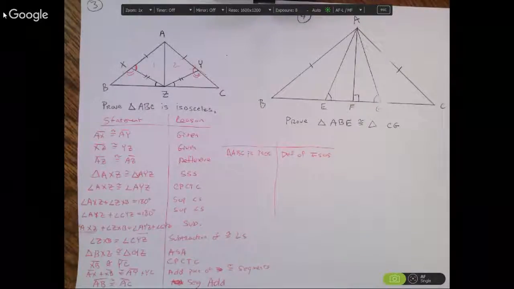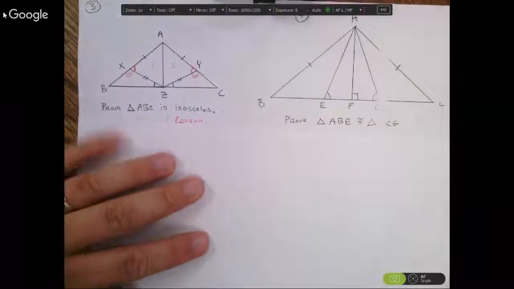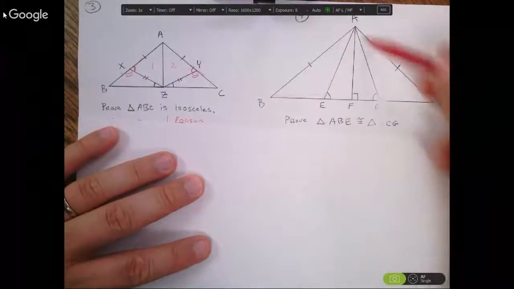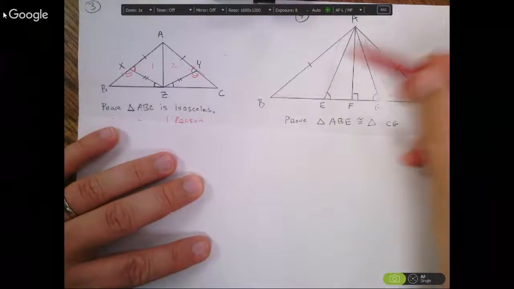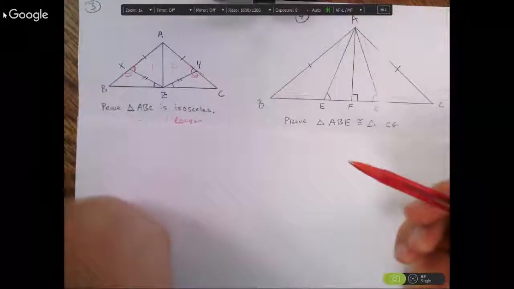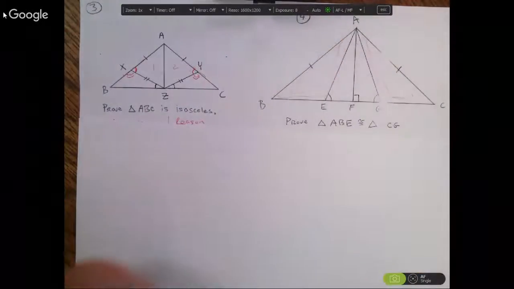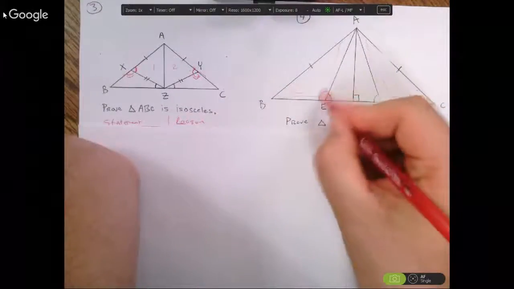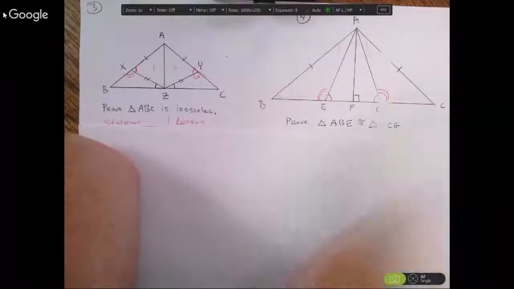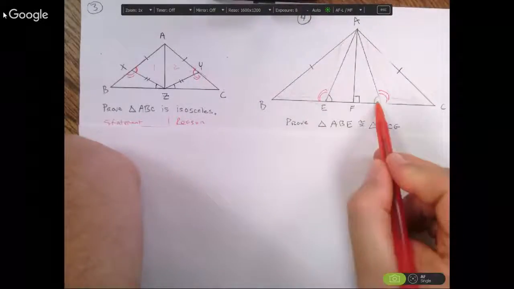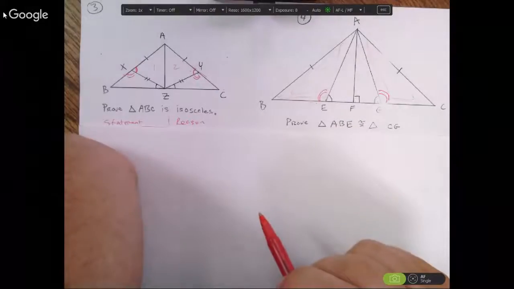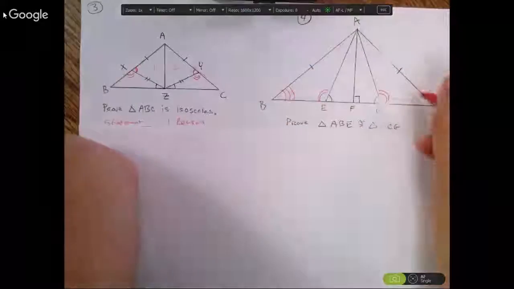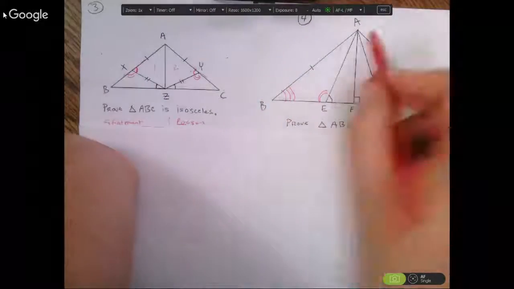And then the last one here, prove triangle ABE is congruent to ACG. So these two triangles here, the end. And I was looking at it, and if I use that same trick I used over here, I'm going to be able to say that this angle is congruent to that angle because these angles add up to 180. Okay. And then the other thing I can say is that this angle is congruent to this angle because the whole big triangle is isosceles.